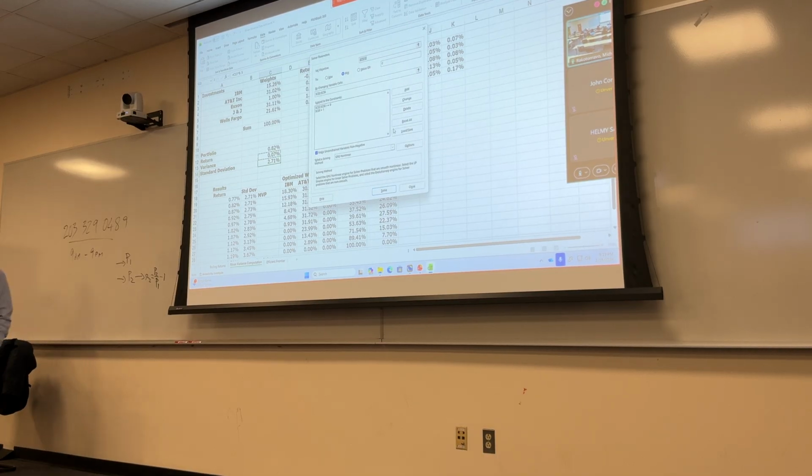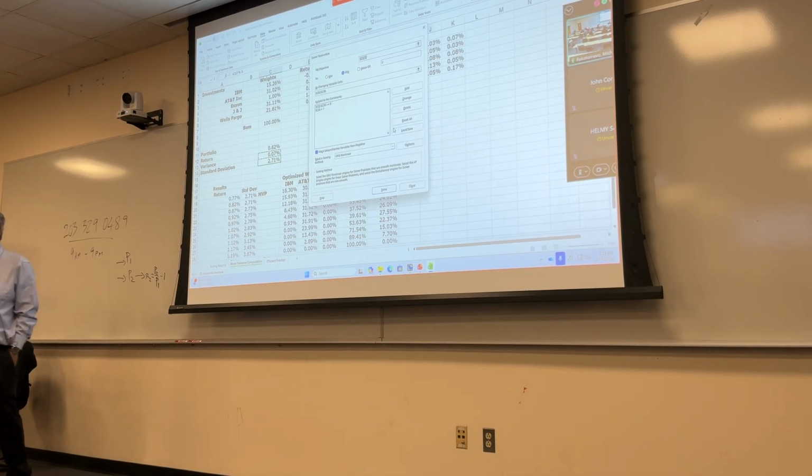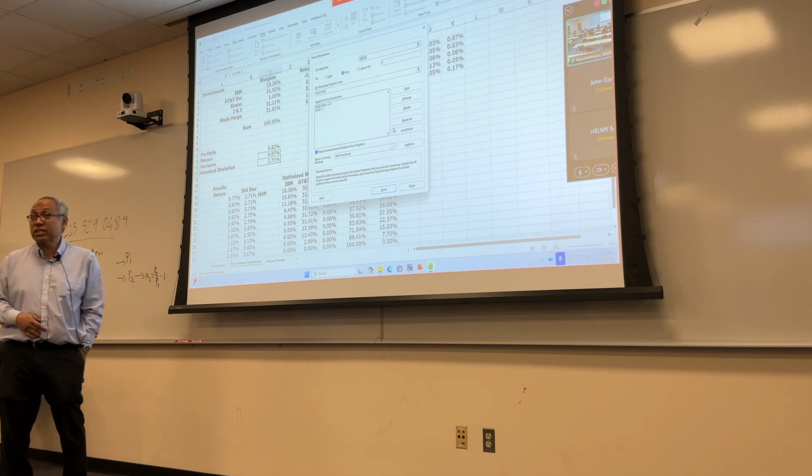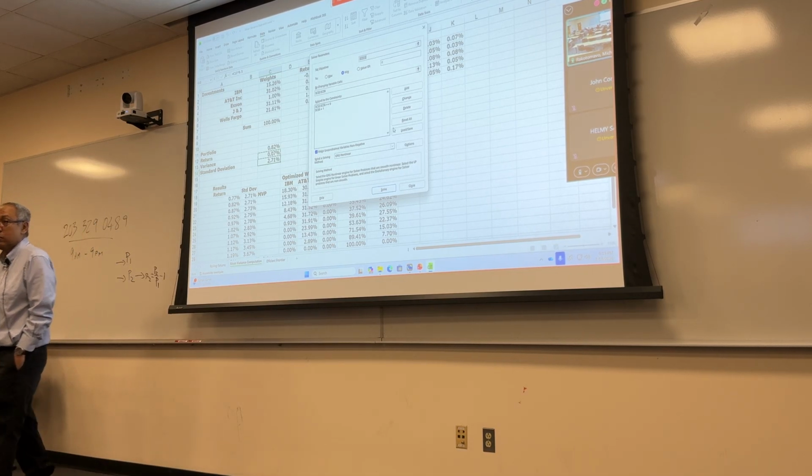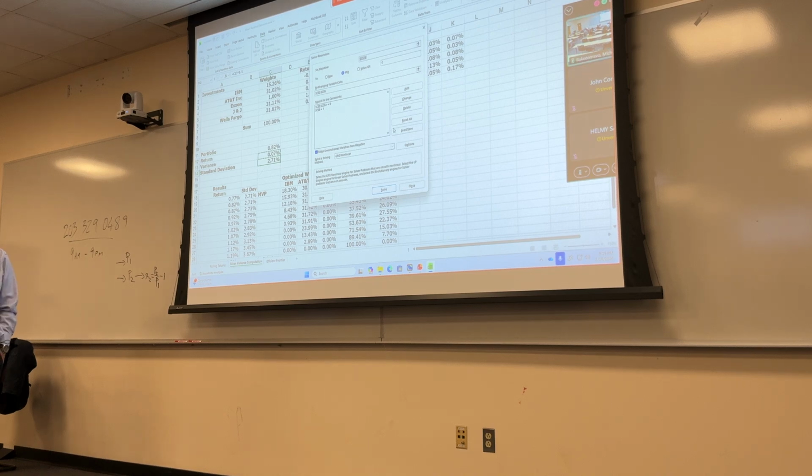Sure. The order of this constraint is... No. So that's a great question. Does the order of the constraints matter? The answer is no. Right? So I want you guys to add the next constraint, which is you want the weights to be greater than or equal to 0. You know what to do. Let's do it.